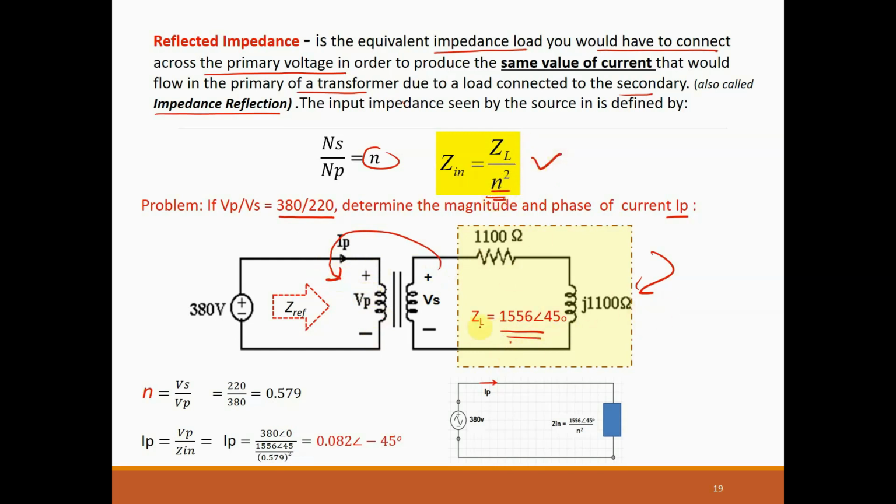This is our set load. So to calculate, N is equal to VS over VP, which is 220 over 380, 0.579. So what is the current IP?